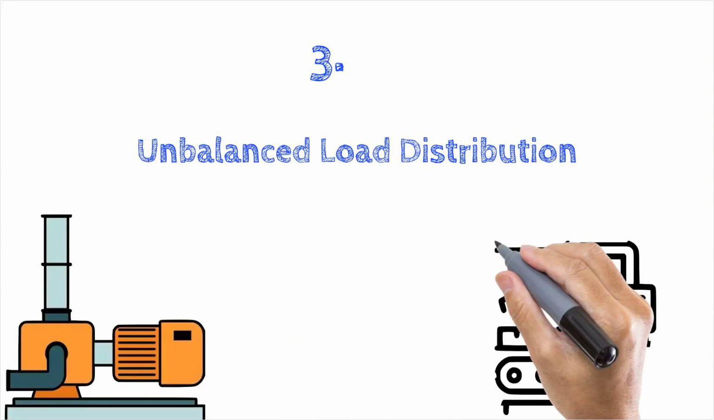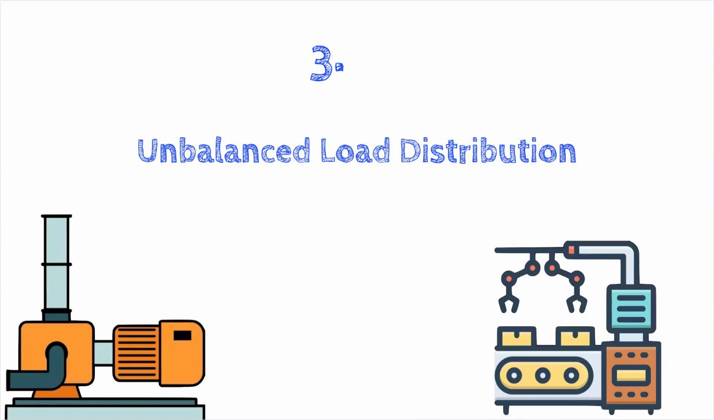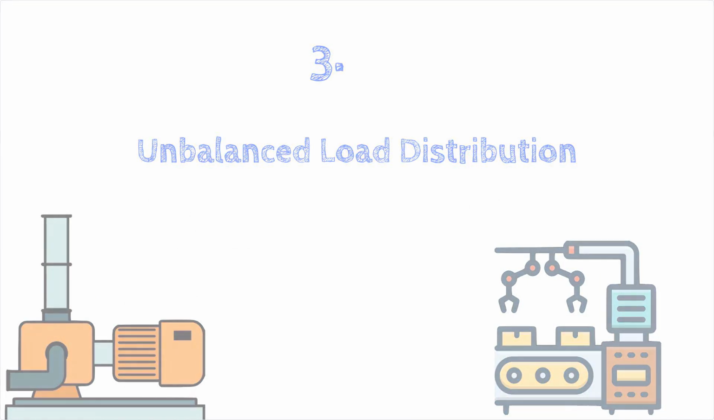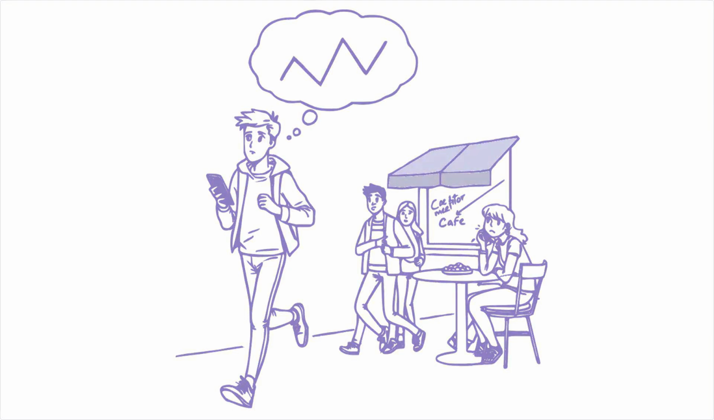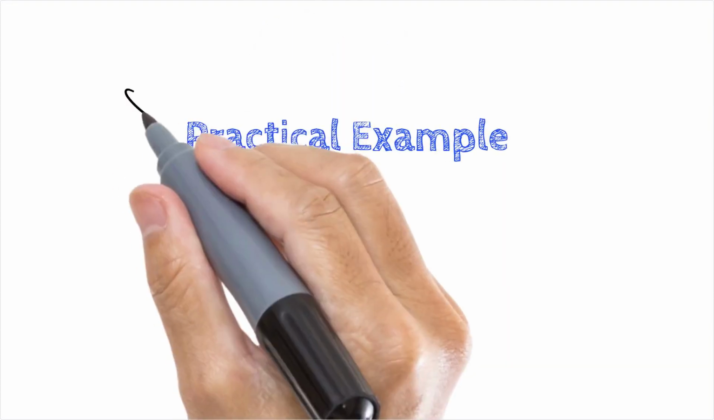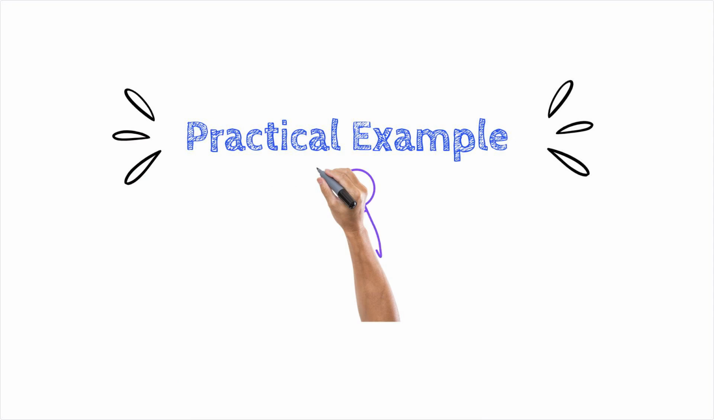Lighthearted note. If power factor were a person, it might be that friend who always shows up late because they got distracted on the way, causing delays and extra energy expenditure.